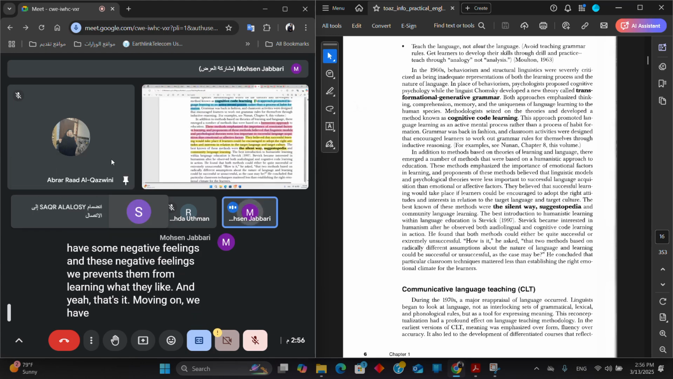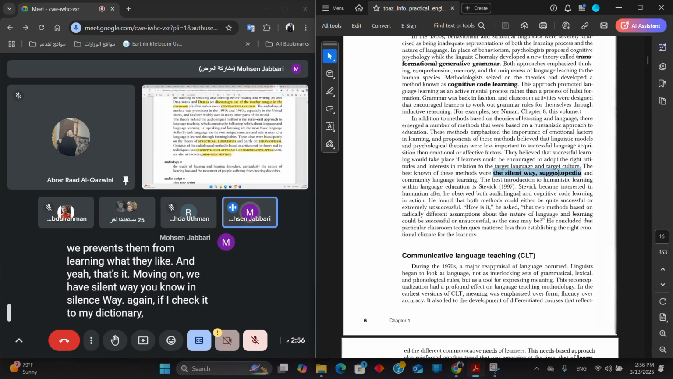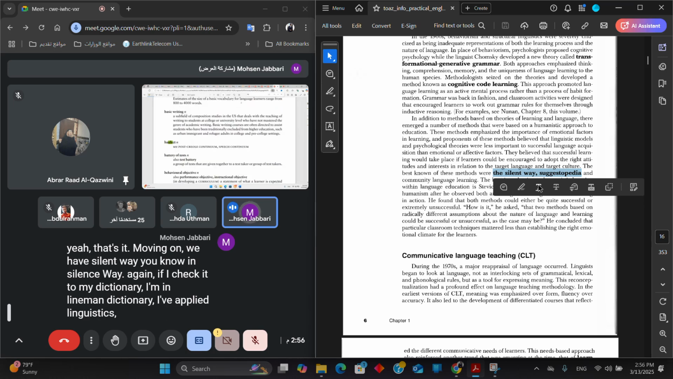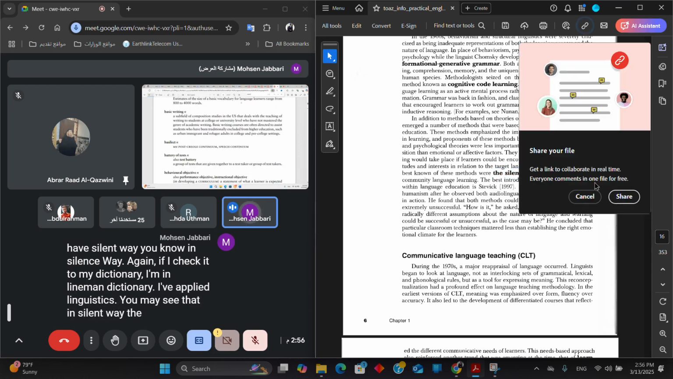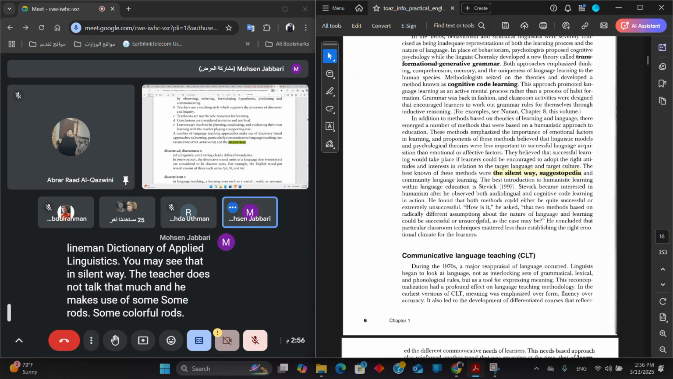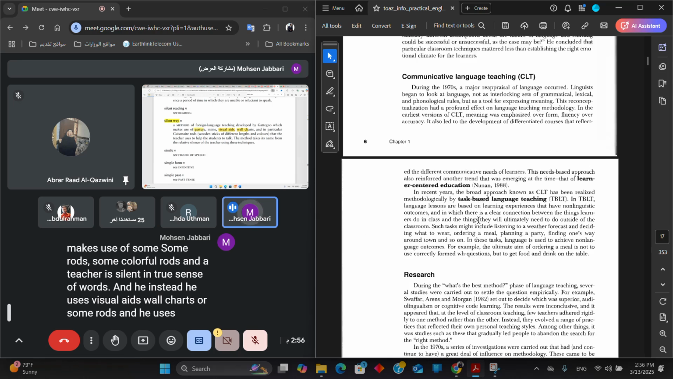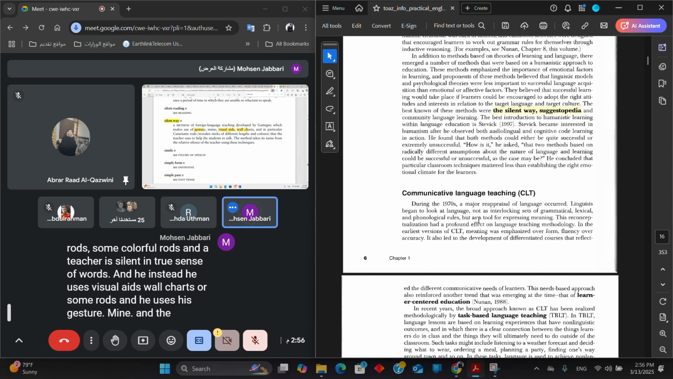Moving on, we have the Silent Way. In the Silent Way, if I check my dictionary, the Longman Dictionary of Applied Linguistics, you may see that the teacher does not talk that much, and he makes use of some colorful rods. The teacher is silent in the true sense of the word, and he uses visual aids, wall charts, or some rods, and he uses gesture and mime. And the one who is in charge of the Silent Way is Caleb Gattegno, right?